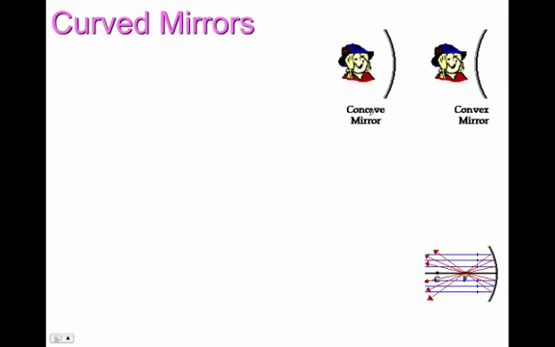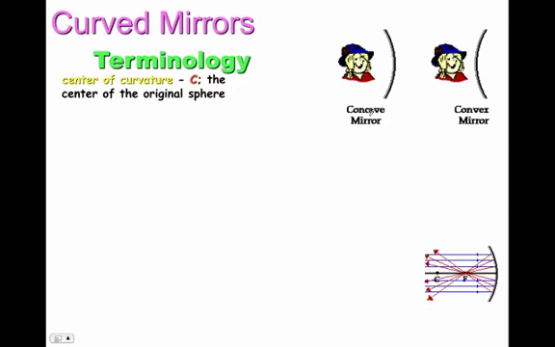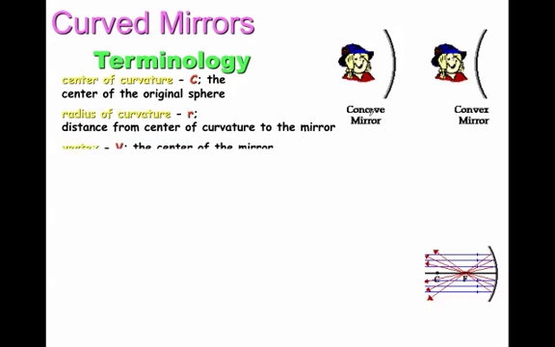And there's important terms that we should be familiar with. The center of the curvature we call C, and that's the center of the original sphere. The radius of the curvature is the distance from the center of the curvature to the mirror. The vertex is basically the center of the mirror right here, the vertex. Vertex right there.